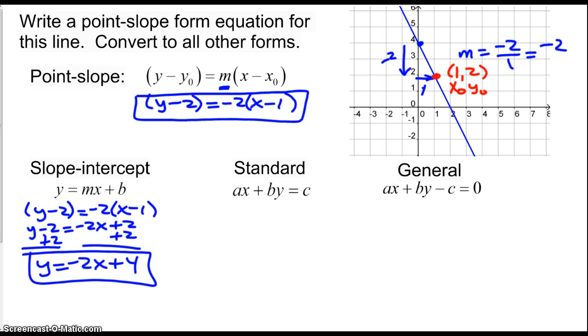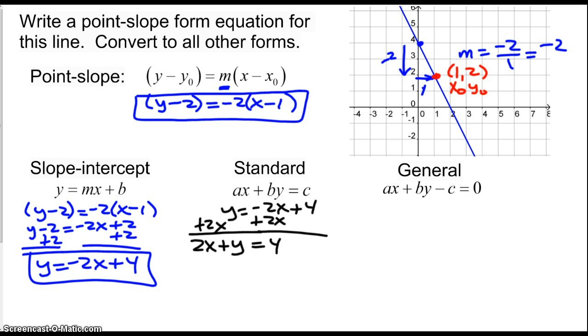Okay, let's convert that to standard form. Now that I have this, y equals negative 2x plus 4, could I convert that to standard form? Well, standard form requires the x and the y to both be on the left side, so I'm just going to add a 2x to both sides. 2x plus y equals 4. Great, that's the standard form.